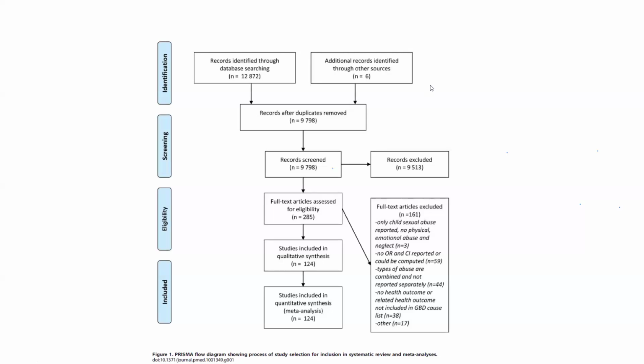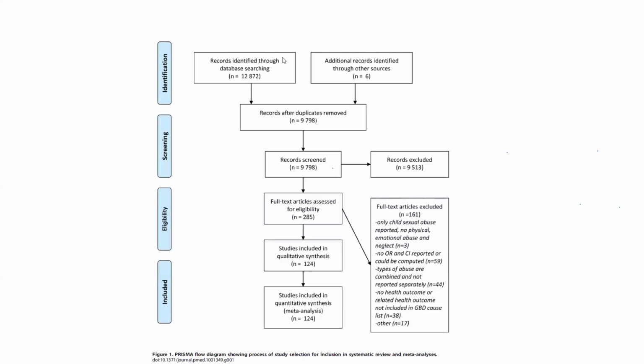Yes, of course. Systematic reviews can be conducted in other fields as well. No issues. So this is the PRISMA flow diagram, the process of study selection for inclusion in a systematic review and meta-analysis.